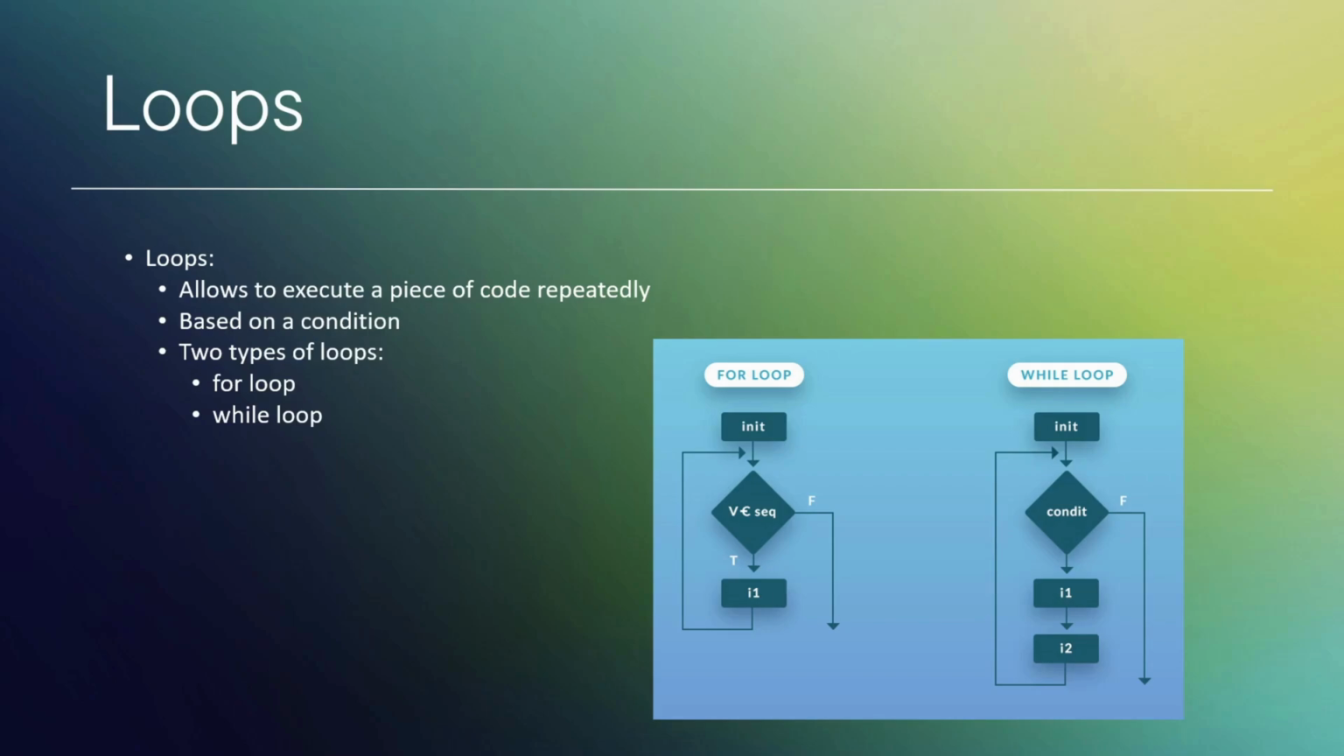It goes back, it checks the condition. If it is still true, it again performs the operation I1 and I2, goes back, checks the condition. Until and unless the condition is true, it will keep on doing this cycle. Once the condition becomes false, then it will exit that piece of code and move on with the rest of the code.